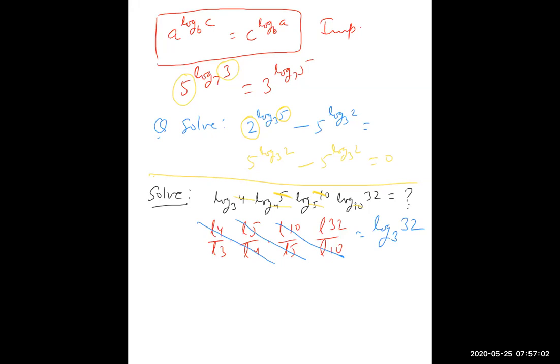Now, one more problem. So this is over. Find the value of log base 2 of log base 4 of 256, plus 2 log base root 2 of 16. Find the value of this.